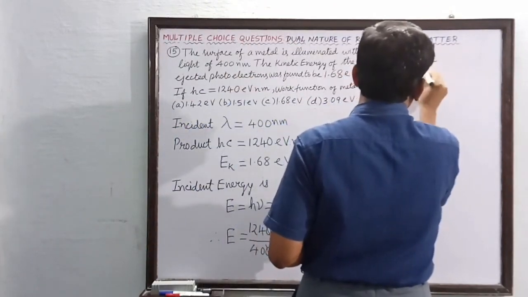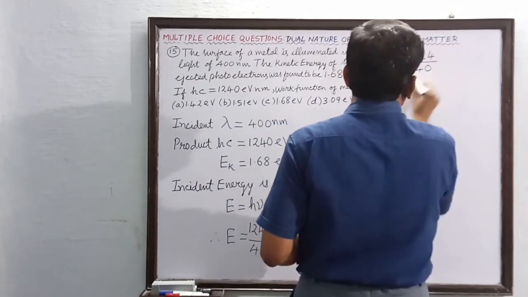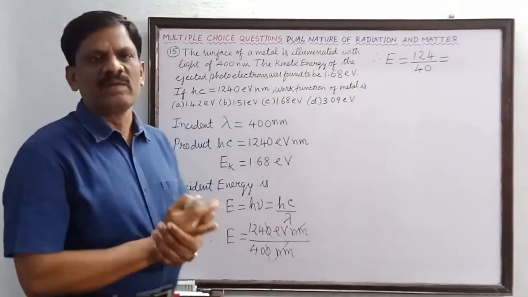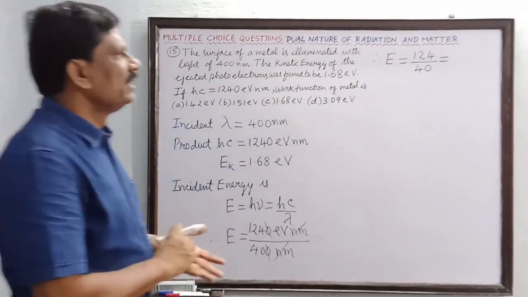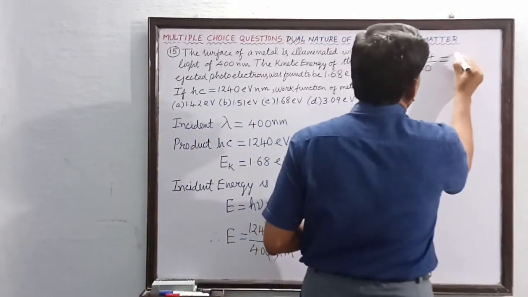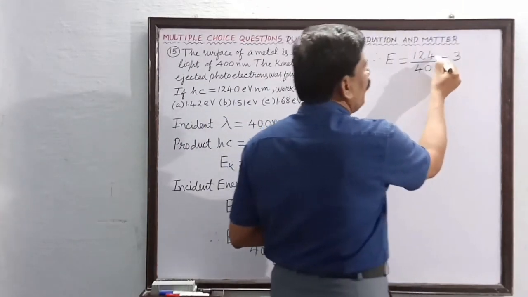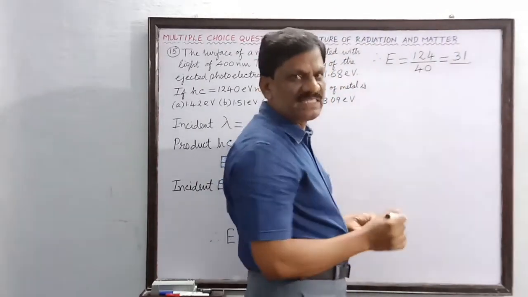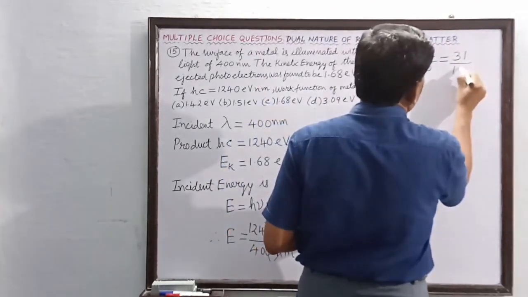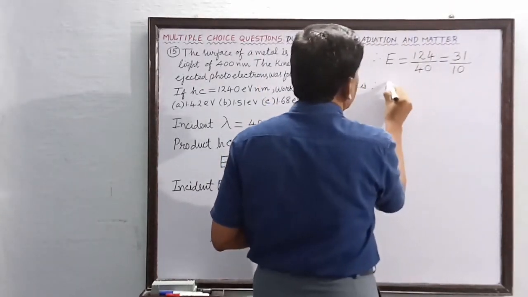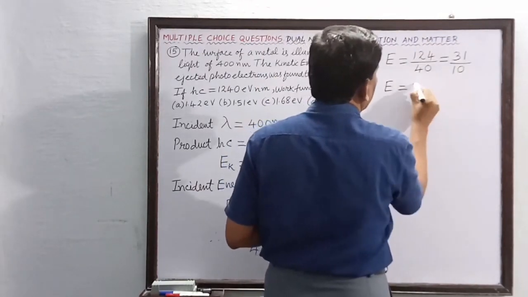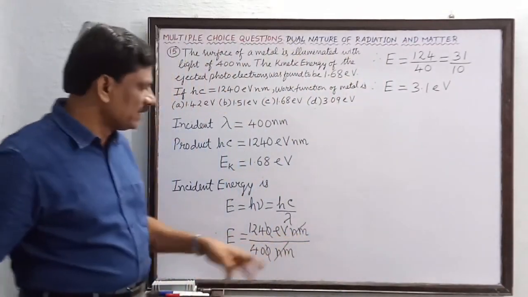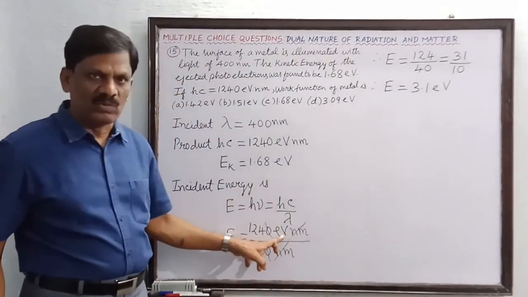124 divided by 40. Both the numbers are divisible by 4. In 124, three 4s are 12, and in 40, 4 divided by 4 is 1, so 10. Therefore the energy is equal to 31 by 10, which is 3.1 electron volt. Remember the unit is electron volt.